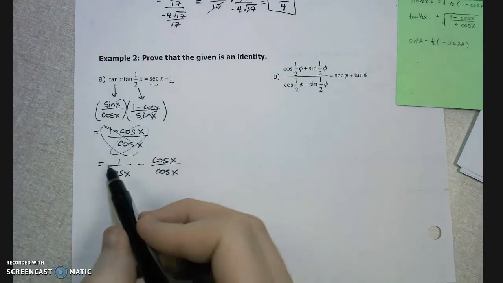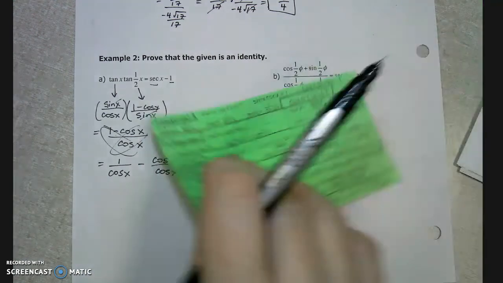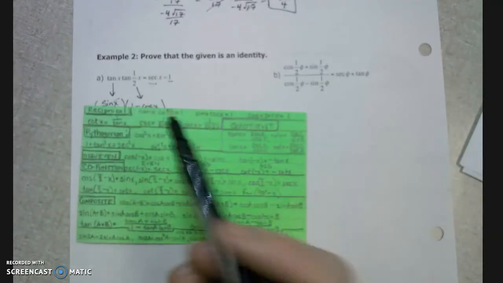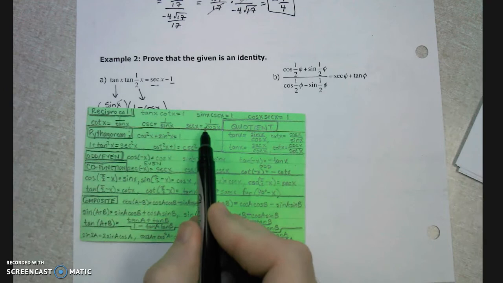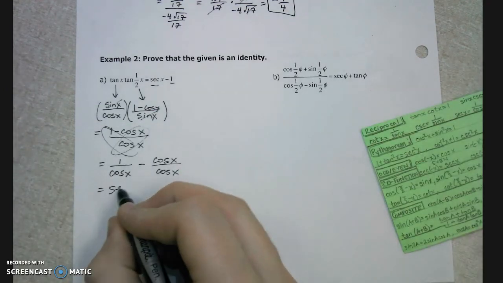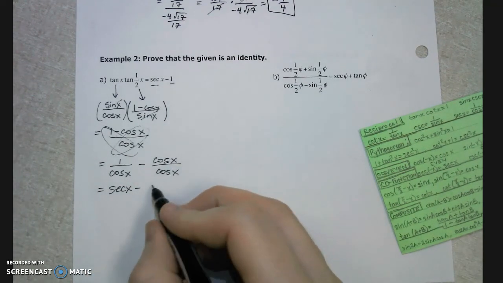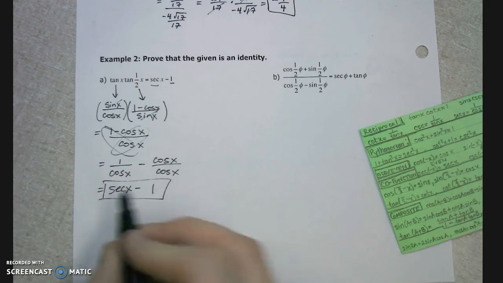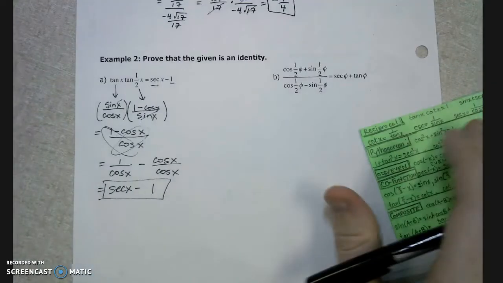If we split them, we now have a 1 over cosine, which makes secant. And that's what I pointed out before, reciprocals. 1 over cosine will make secant. So we've got secant. And then cosine divided by cosine, anything divided by itself is 1. And so we've shown that we've taken one side and manipulated it into the other, so they must be equal.